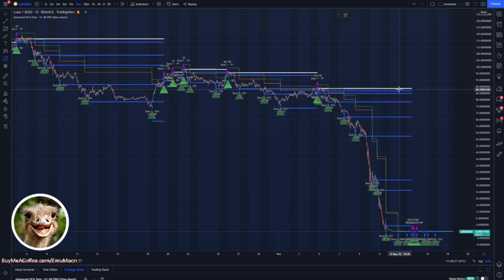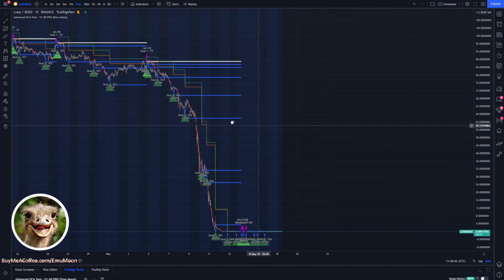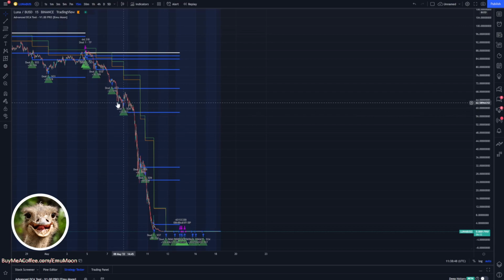Again, we've come in, we put our base order here on $87. I place that here, and we've taken profit all the way down here, which is a negative 99% drop. And how has that happened? Let's have a look. Let's zoom in. Let's see if we can understand how this has happened.